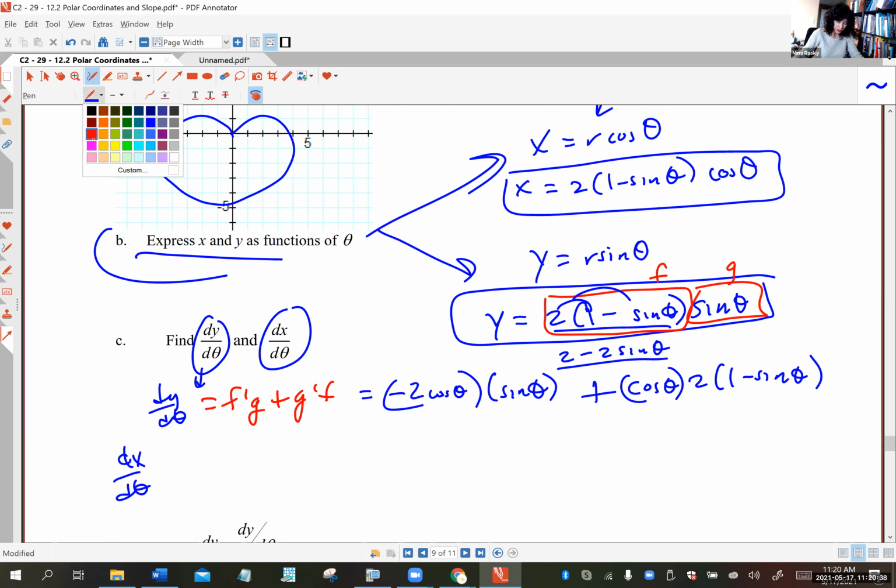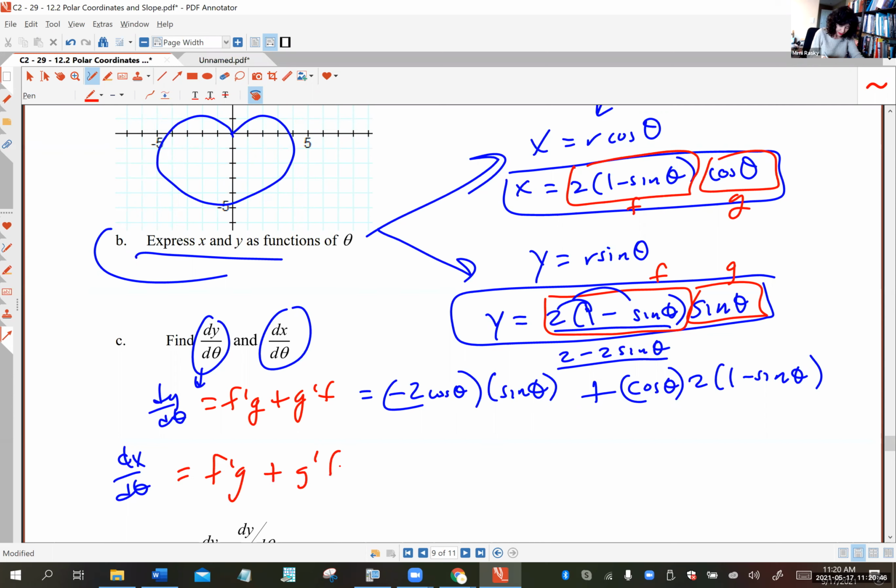Product rule. So how about if we call this f and call this g, and you're going to go f prime g plus g prime f. Here we go. F prime, hey, we already did that. We know that's -2 cos times g, that's cos, plus g prime, negative sine, times f. Not pretty. Okay, and then put it all together.